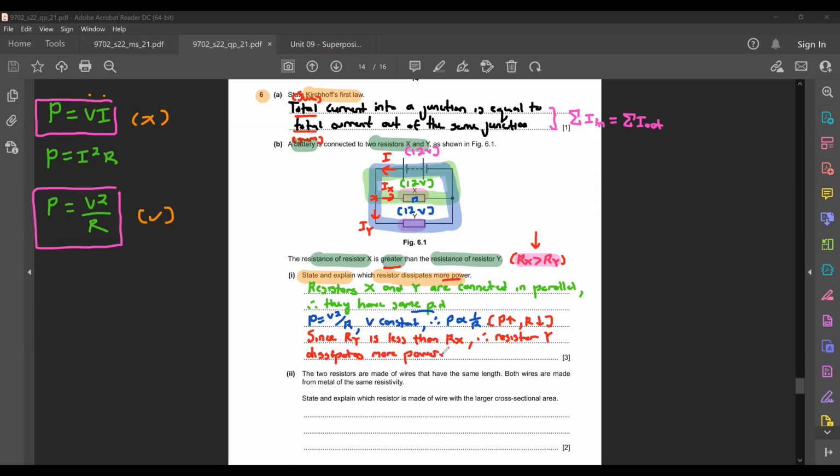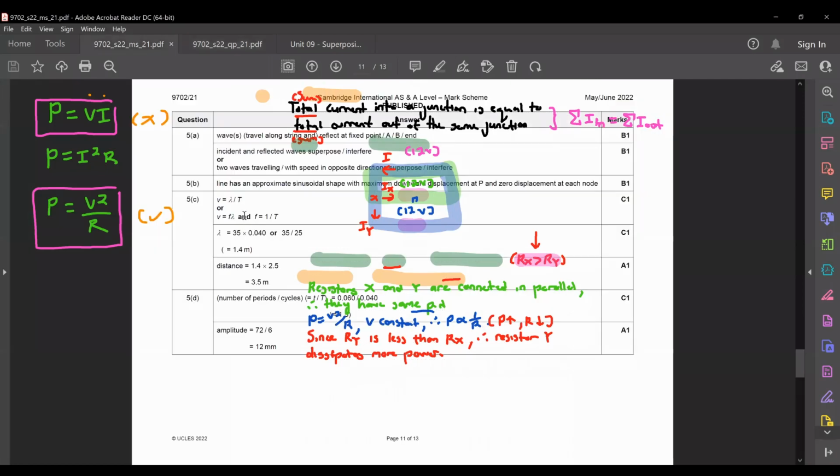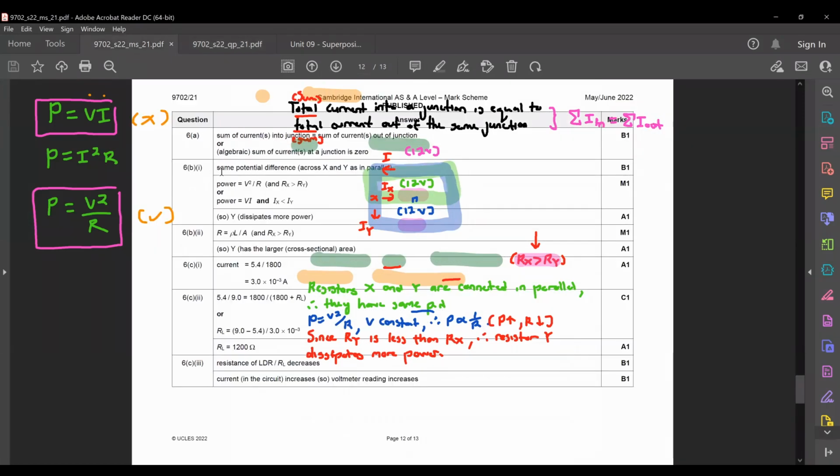Okay, so we can check this with the marking scheme now to see what they write. The marking scheme just wrote something like this. Same potential difference across X and Y as they are in parallel. That's why I mentioned the first statement. And then after that, I say that you can use the equation power equals V squared over R. And then since Ry is less than Rx, so Y dissipates more power.